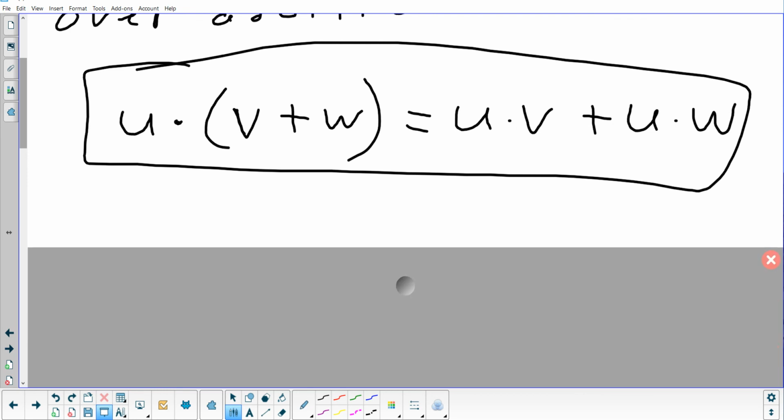So the real use that we're going to see for dot product is to calculate an angle. That's what dot product is used for. Find an angle between two vectors.